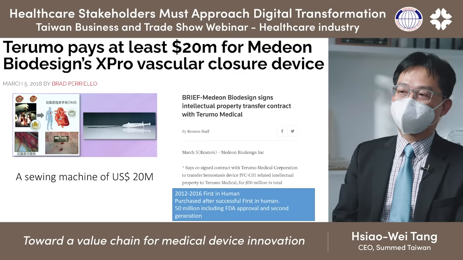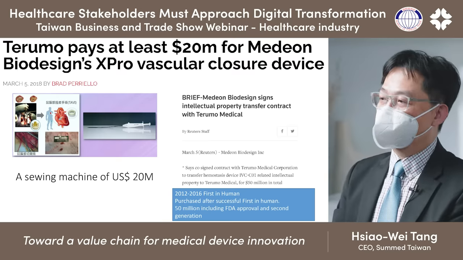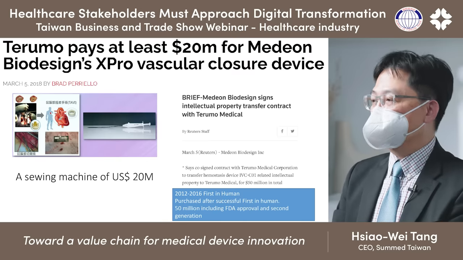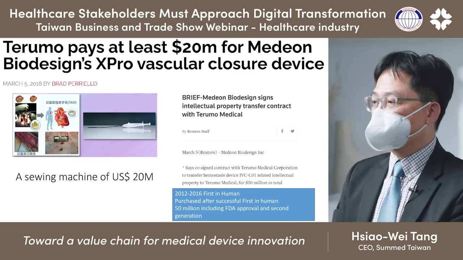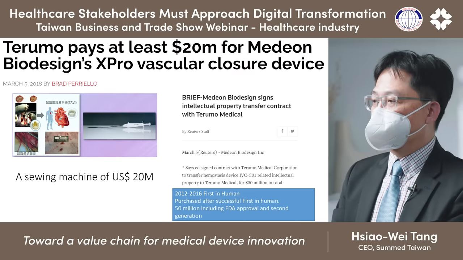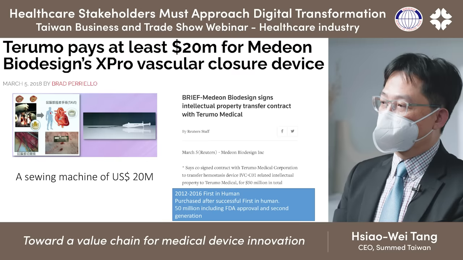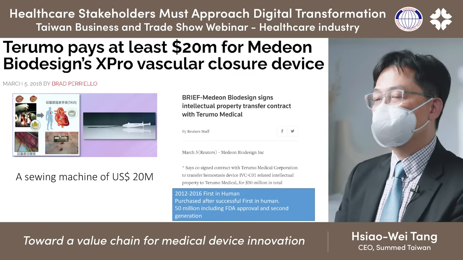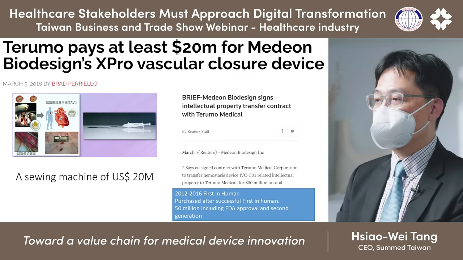Here is a good example. I would like to elaborate. In 2018, Terumo acquired Medeon Biodesign's vascular closure device. The device is intended for use in the cath lab following cardiac and peripheral procedures. It is a large bore interventional device compared with traditional 5 to 12 French devices. The function of the closure seal is to close the puncture site in the artery wall. To me, it is like a sewing machine made of plastic and metal that is worth $20 million.